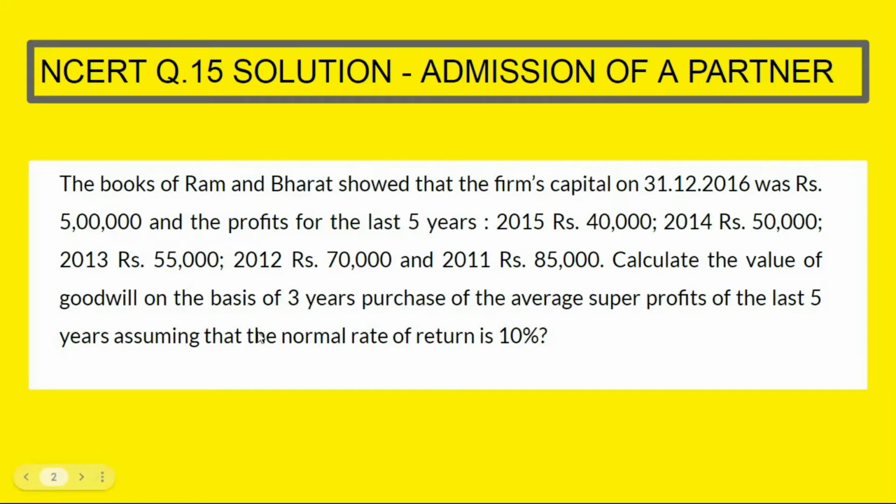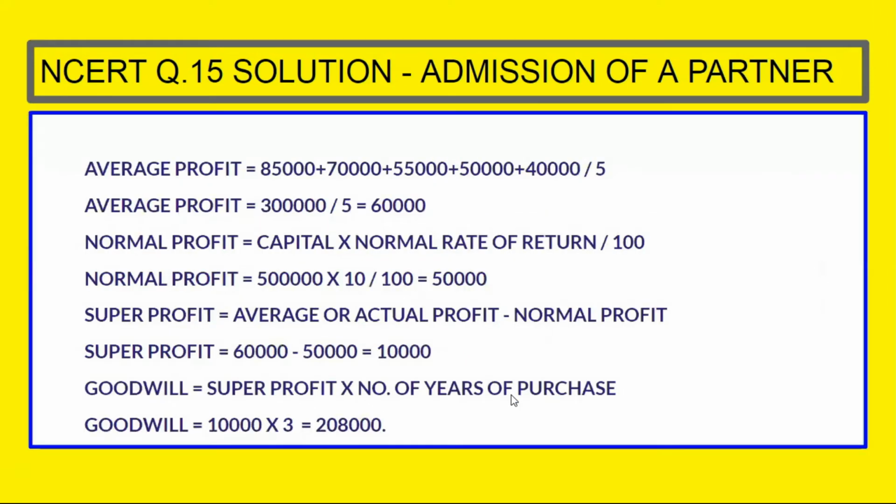Calculate the value of goodwill on the basis of 3-year purchase of average super profit of the last 5 years, assuming that the normal rate of return is 10%. So the data we have to keep in mind is the capital employed in the business is 5 lakh, the normal rate of return is 10%, and the last 5 years profit is given. Goodwill has to be calculated at 3 years purchase of the super profit. Let's solve this question. So first we need to calculate the average profit.